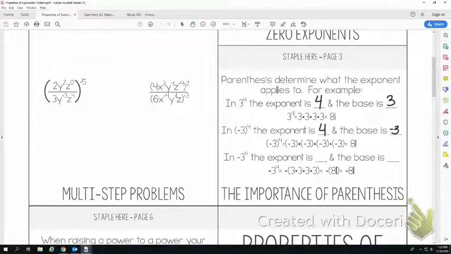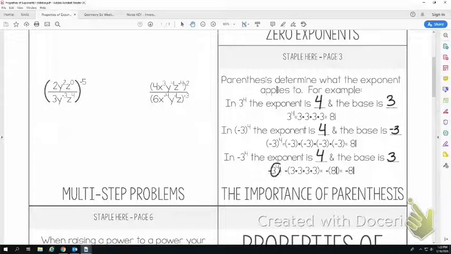On the last one, you've got negative 3 to the power of 4. The exponent is what? The base is what? Positive 3. Okay, and that's the mistake. That's why this little page is here. Okay, the negative is not part of what is being raised to the power of 4.